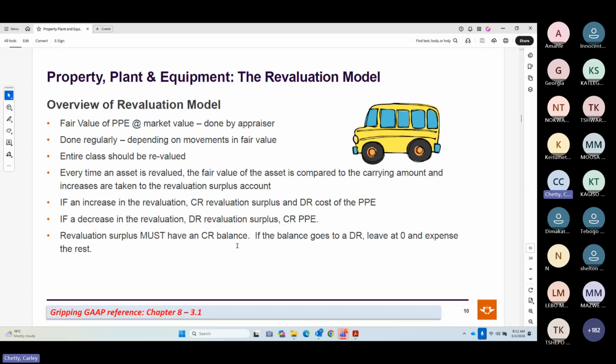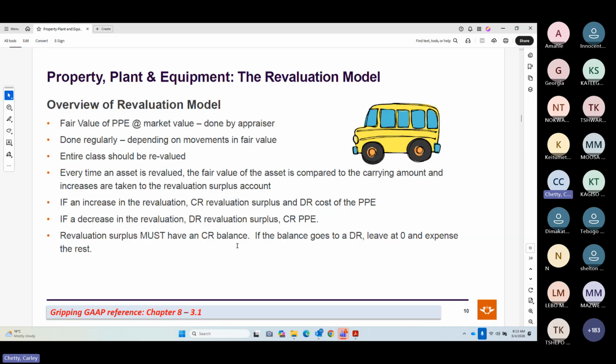So what are we going to do under the revaluation model? Under the revaluation model, we said that the fair value of the item of property, plant, and equipment is the market value, and this is going to be determined by an appraiser. This is going to be determined regularly, depending on how often the fair value is expected to change. Okay, so if the fair value is expected to change often, then we will have to get an appraisal regularly. So the entire class should be revalued.